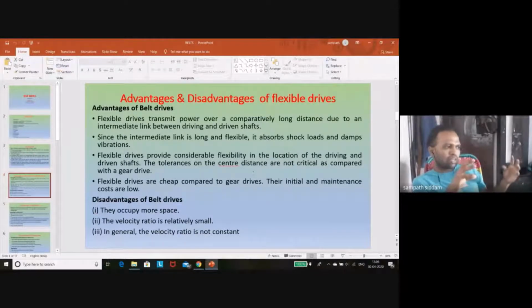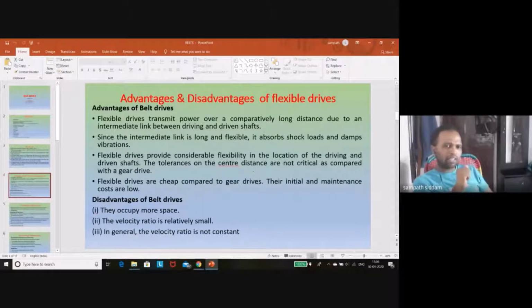Because in the case of your gear drives, you have only a small intermediate link, that too over a short distance. In that also, these intermediate gears do not have any effect, which doesn't absorb the shock loads or vibration. But in the case of your belt drives, if you have one belt over here and another belt over here, joined by intermediate links, any vibrations or shocks given by the belt are absorbed by the intermediate links. That is a very good advantage when you go with flexible drives, which may be either belts or chains or ropes, anything.